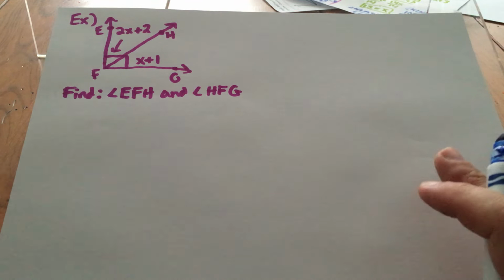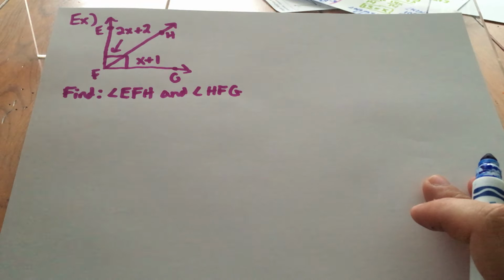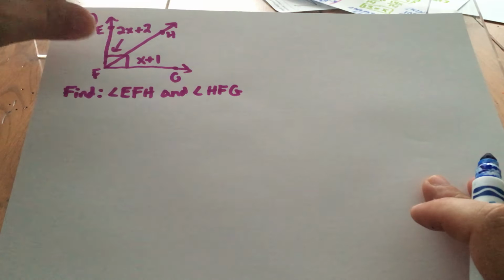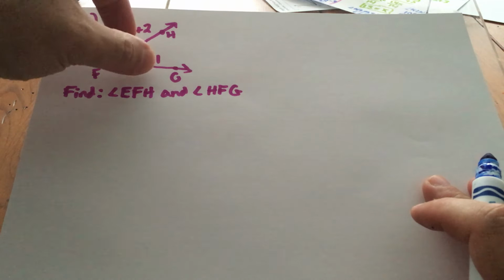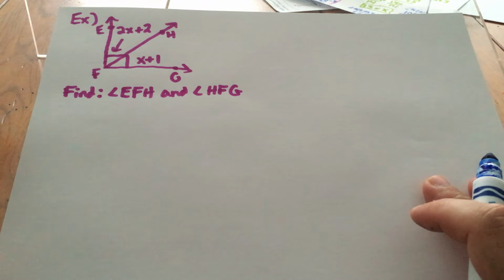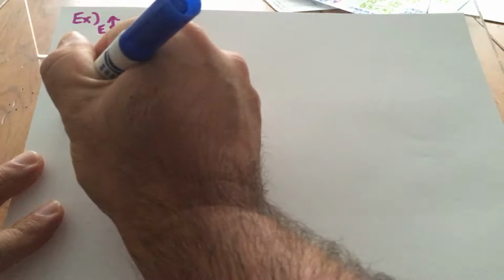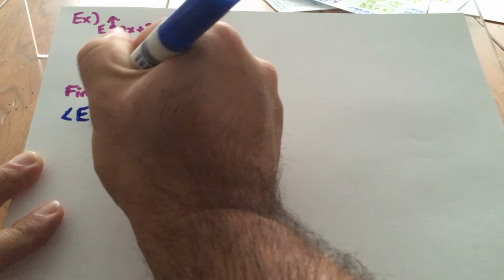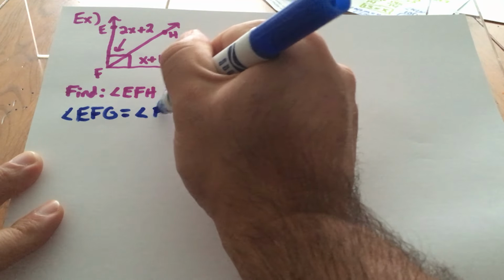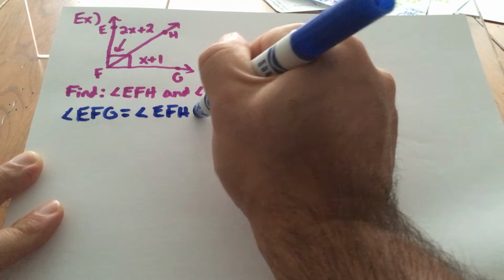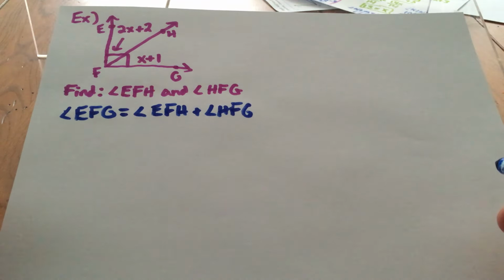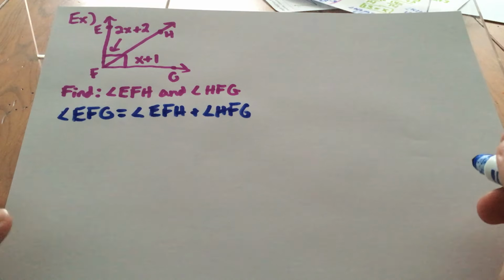Okay, so I'm back. We got another situation where we have a big angle EFG being cut by a line, and it creates these two smaller angles, angle EFH and HFG. So if we're going to use the angle addition, we can say that angle EFG is equal to angle EFH plus angle HFG. That's the angle addition postulate for this problem.